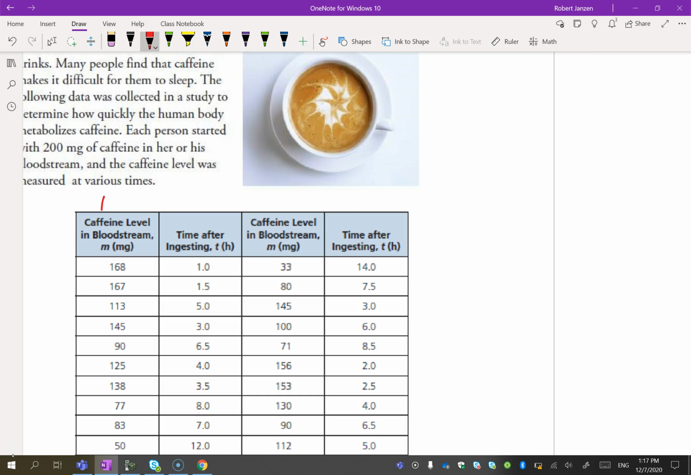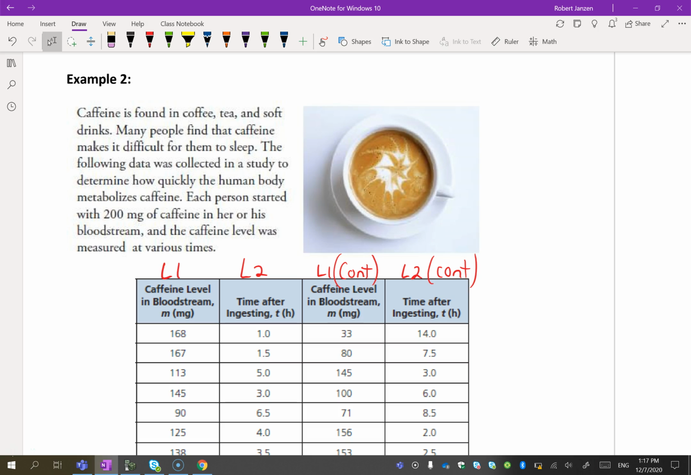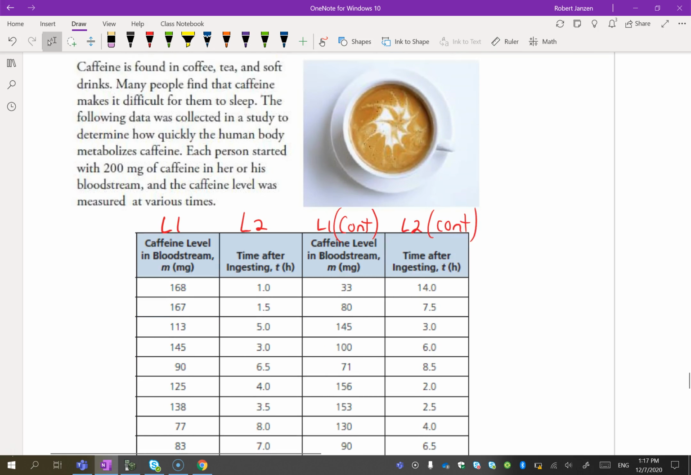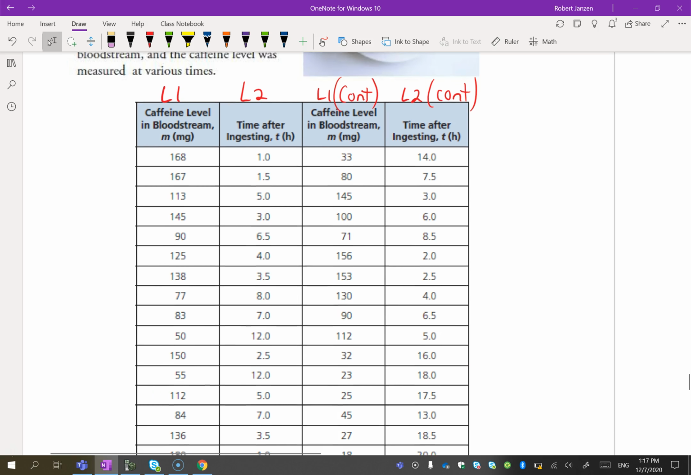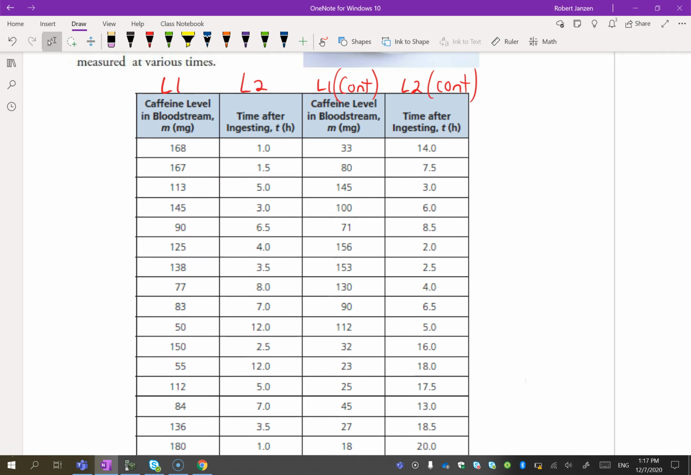So if we're going to put this in L1, this is L1 continued, and then this would be L2, and this would be L2 continued. This data is how much caffeine is left after a certain number of hours. The data is very random because everybody started with 200 milligrams of caffeine and they just took readings at different times. So you're going to plot that, put all of it into your tables under edit.